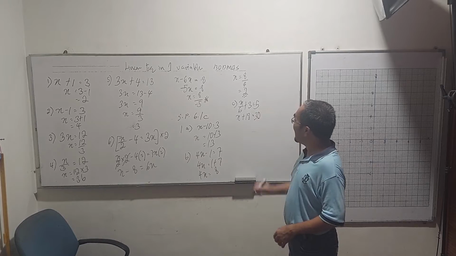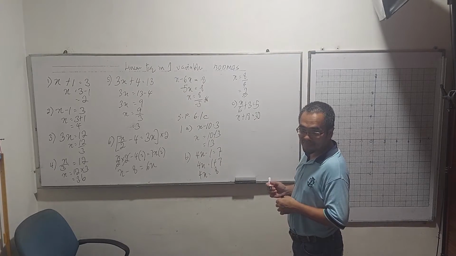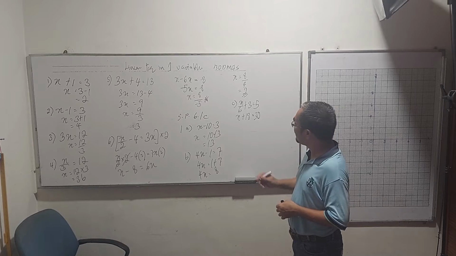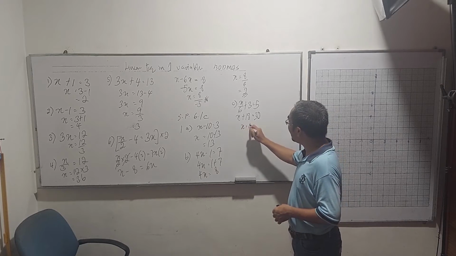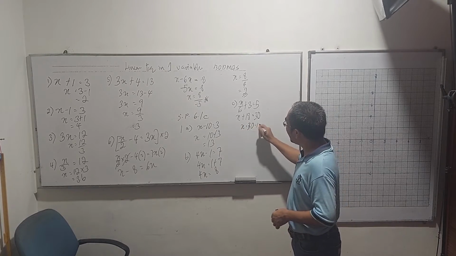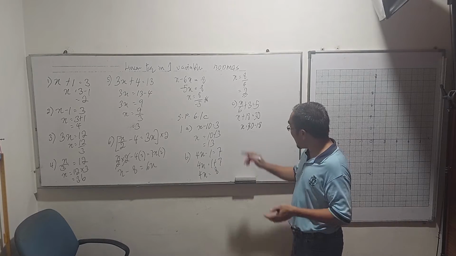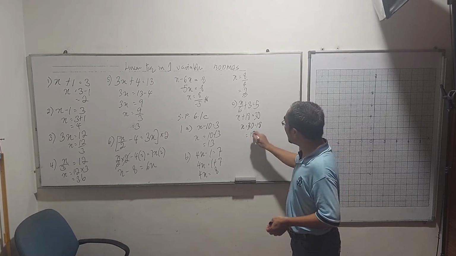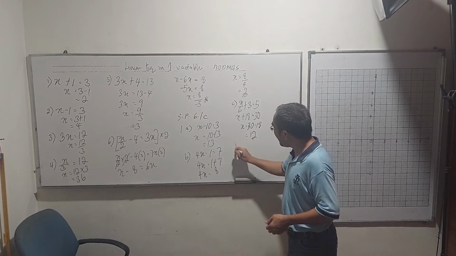30. Then what's next? 30 minus 18. That's correct. 30 minus 18, or negative 18 plus 30. That's the answer. So equals 12. And then D.